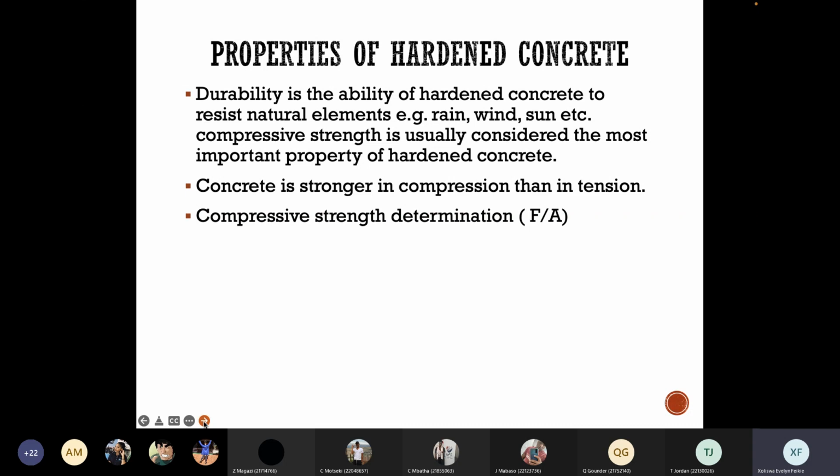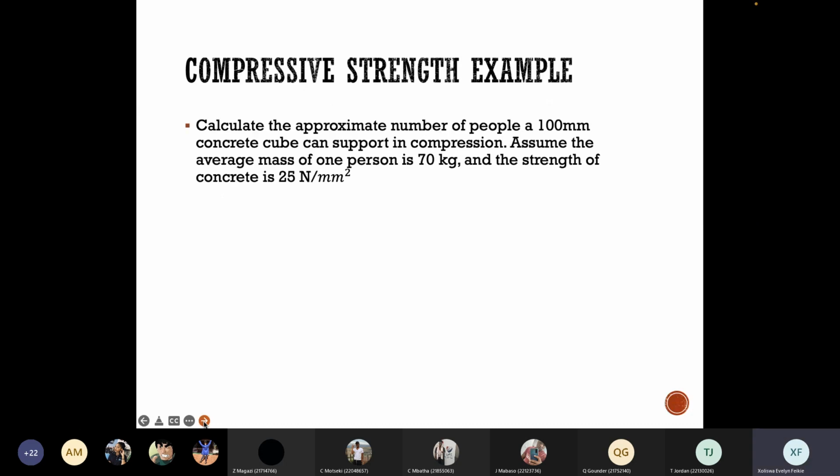Now, that is how you determine the compressive strength. The compressive strength is determined by the formula force over area, right? So the compressive strength of concrete equals force over area. This is just one example that we are going to look into in terms of compressive strength, so that maybe you understand what we are talking about when we say force over area, right?